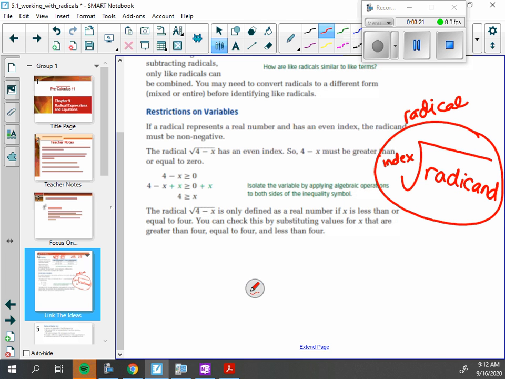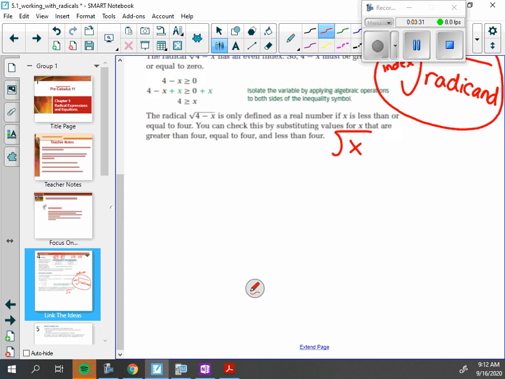Okay? So that's where we get into restrictions on variables. If there's a variable under your square root, so if you have a variable underneath here, let's say it's x, okay? What I tell you to do is I tell you to check. I always check positives, negatives, and zeros, if there's no adding and subtracting. Those are the things I check. Positive, negative, and 0. Can x be positive in this case? Can you square root a positive number? Yes.